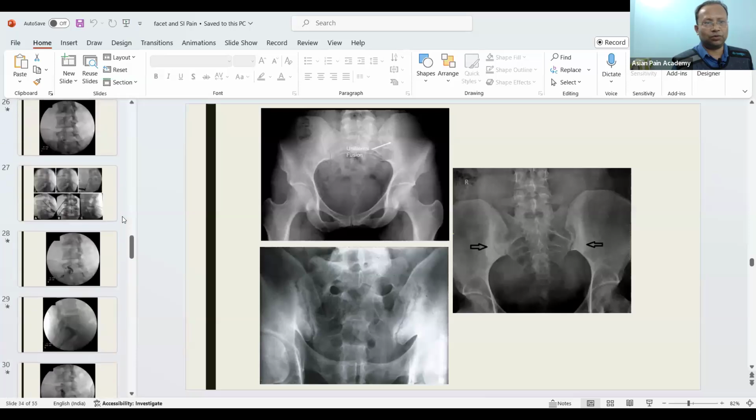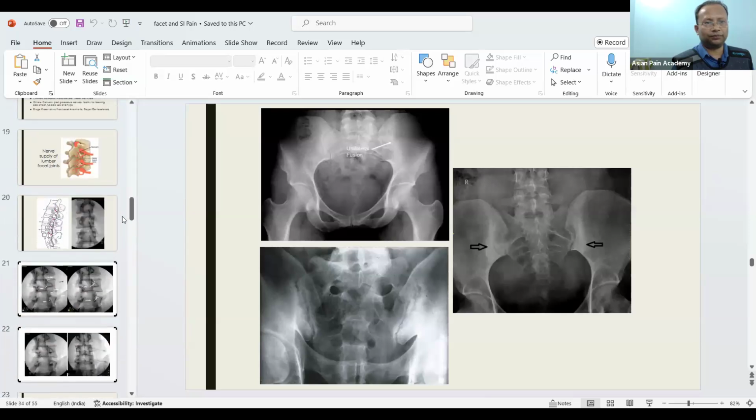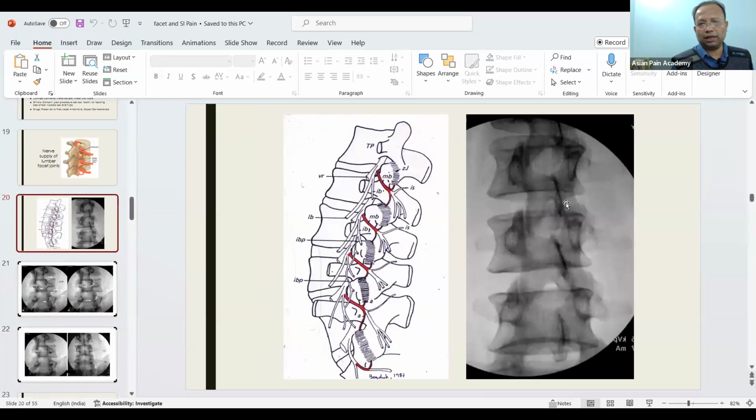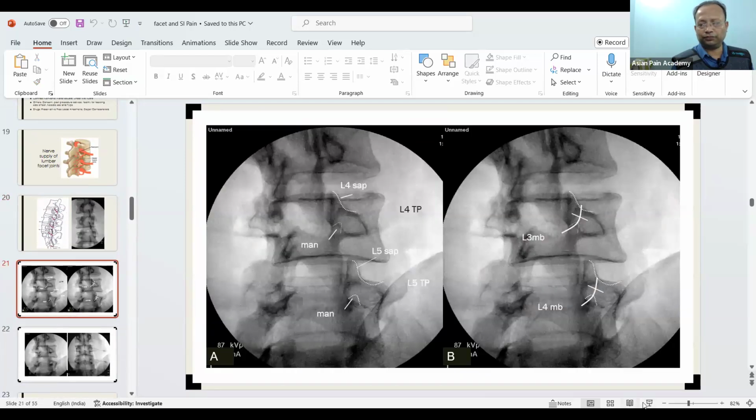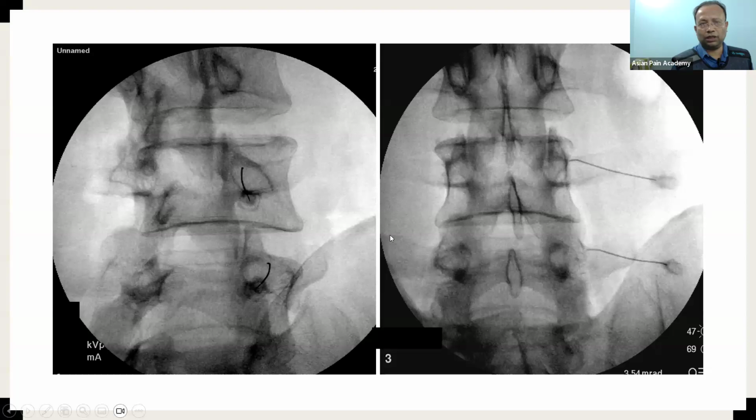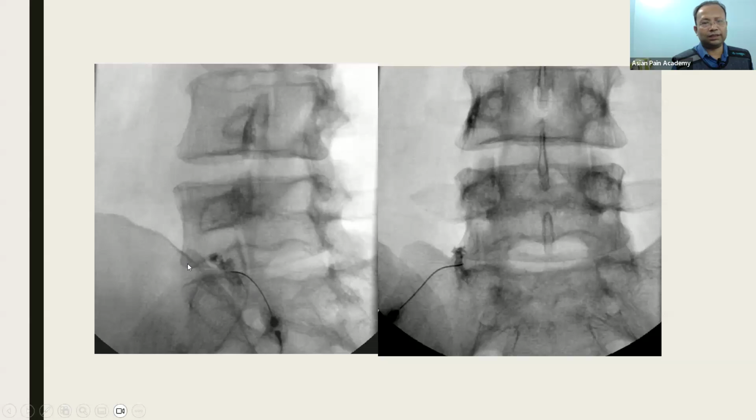I will show you some more pictures. As I showed you, we can go for the medial branches. So this is the positioning for the medial branch. This is the L5 medial branch. This is for the L5 S1 facet.